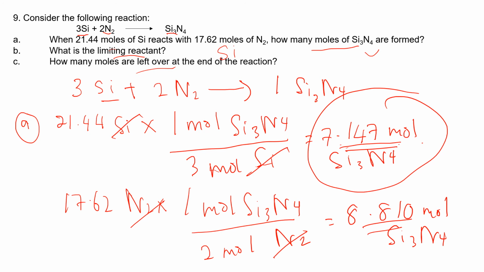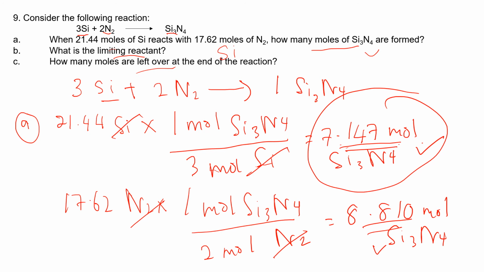Alright, C, how many moles are left over at the end of the reaction? Berapa lagi moles yang tinggal selepas tamatnya reaction itu? Okay, so kita tahu yang ini ialah limiting reactant. Dia akan habis dulu. Okay, kemudian kita akan ada extra dia. Okay, ini ialah excess reactant. Okay, kita nak tahu berapa balance dia.